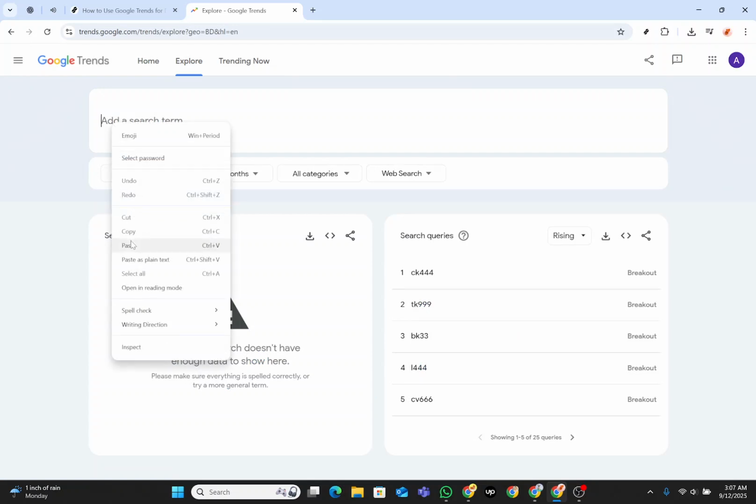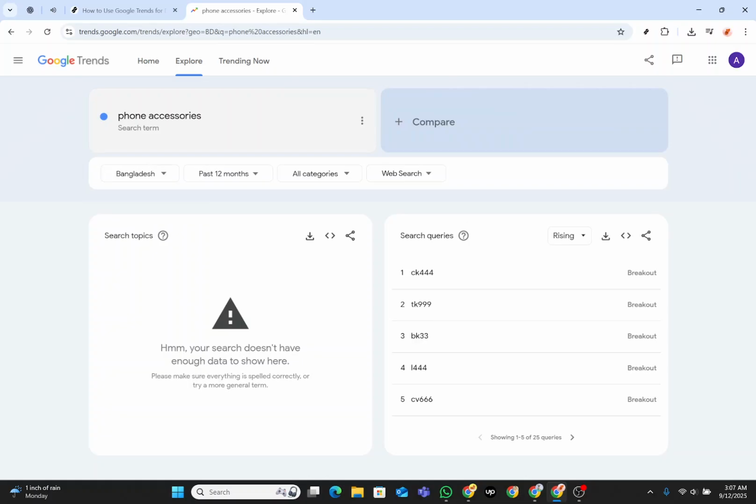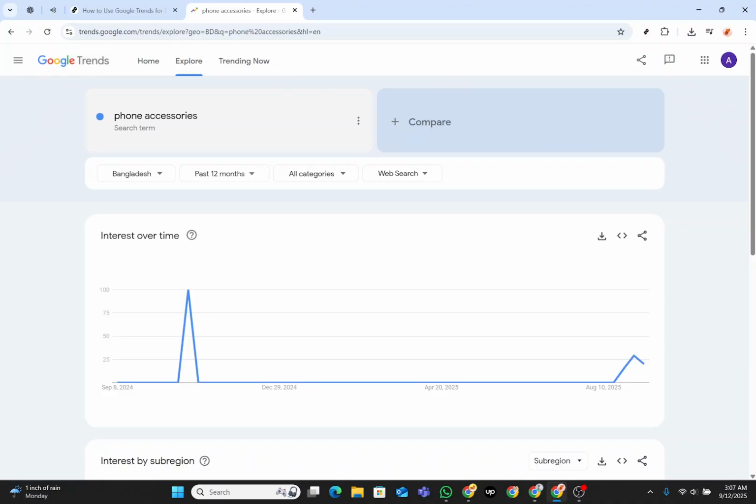dropshipping business. The next step is to brainstorm a few broad product ideas or keywords. Consider different niches such as phone accessories, pet supplies, or home fitness. Enter one of these keywords into the search bar and press enter to view its trend graph. This graph is an essential visual representation showing how the interest in your chosen product has fluctuated over time.